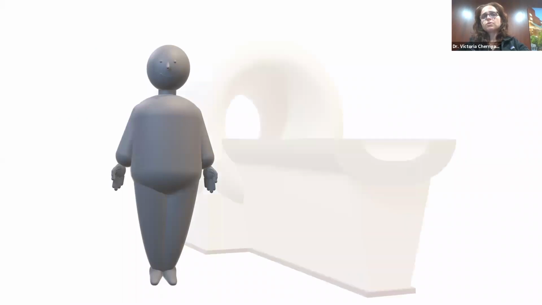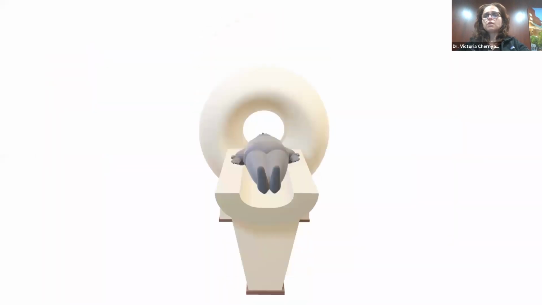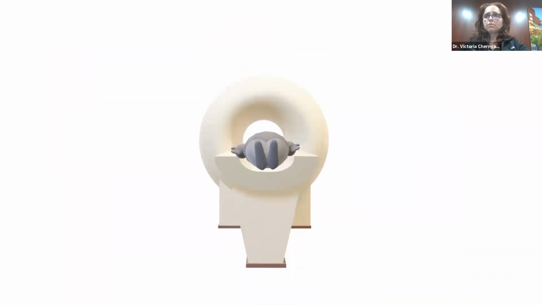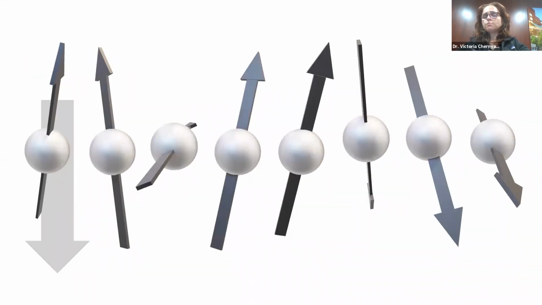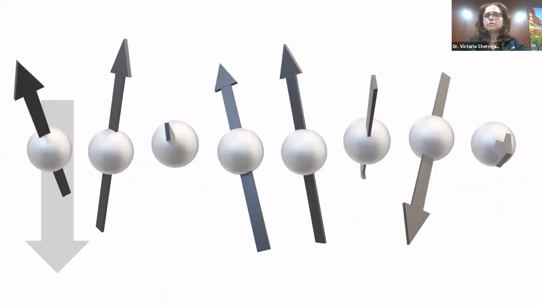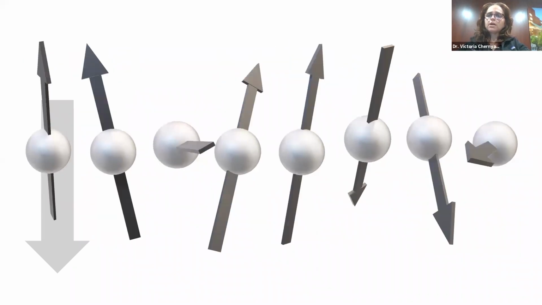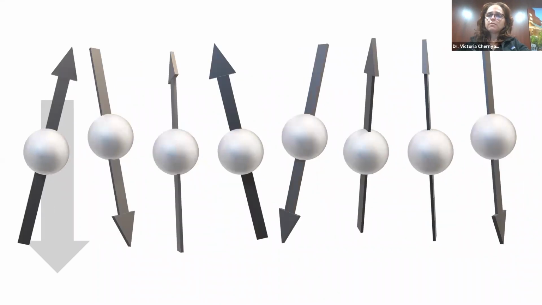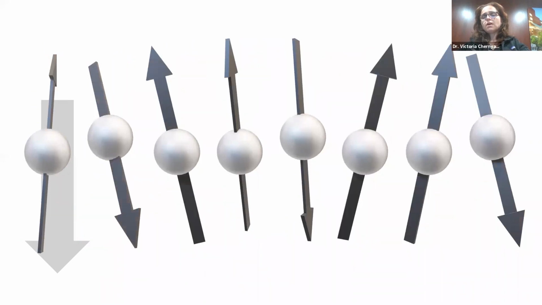But when we take the person and place this person in the MR scanner, all these little protons will now experience the main magnetic field. You can think of all these rotating spins or protons as little magnets. When you put little magnets in the main magnetic field, they will realign so that they are either parallel or anti-parallel to the main magnetic field, like this.